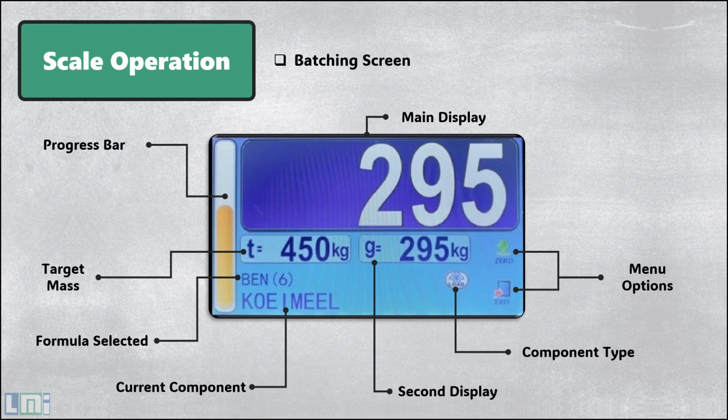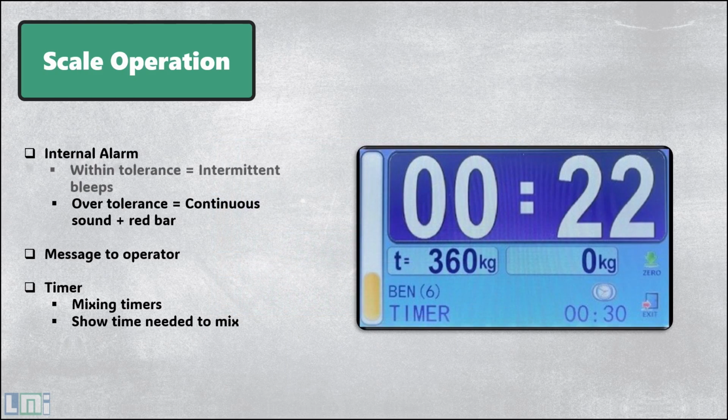Also fitted to the scale is an internal alarm which will start with intermittent bleeps if the scale is within tolerance, and when weight is over and red progress is displayed, the alarm will continuously sound. Other options include a message to the operator which will be displayed, and the operator will be asked to press the enter button to continue. A timer option, normally for mixing times, will show the operator the time needed to mix as well as the progress in the progress bar. Once the timer has elapsed, the scale will continue to the next component.